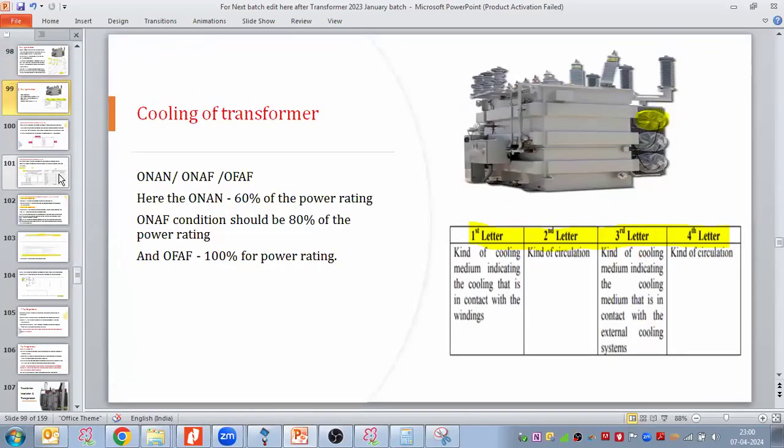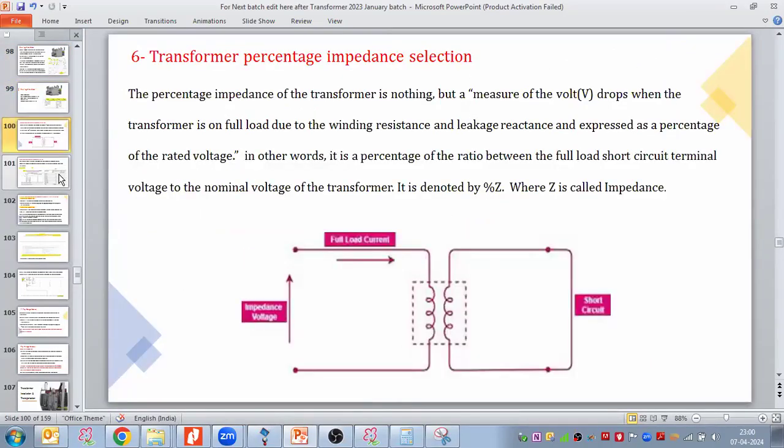Now, coming to the next transformer selection parameter, which is the percentage impedance of the transformer. How do we do the impedance selection? This impedance plays a direct role in the short circuit current.